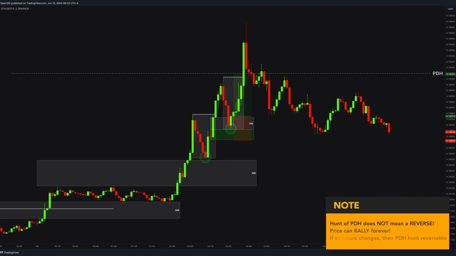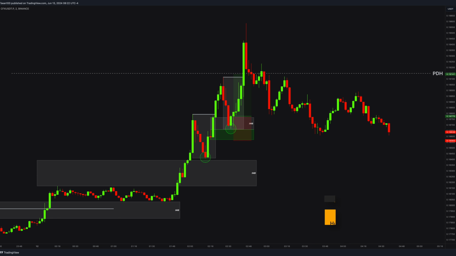Okay, here is the big tip for you. Hunting a previous day high or low does not mean anything about a reversal yet. Price can easily keep rallying forever. Previous day high and low mean nothing at all. It is only meaningful if the structure changes. In this case, I noticed the power of the rally and used PDH as an amplifier and went long again, but I lost. A great loss. Then as you can see, structure changes here.